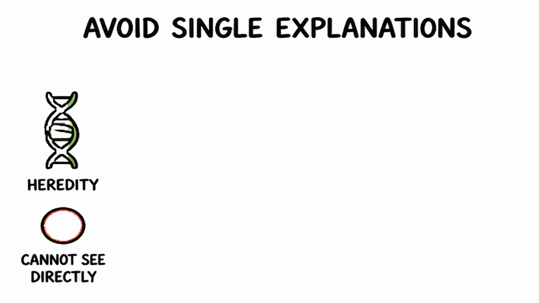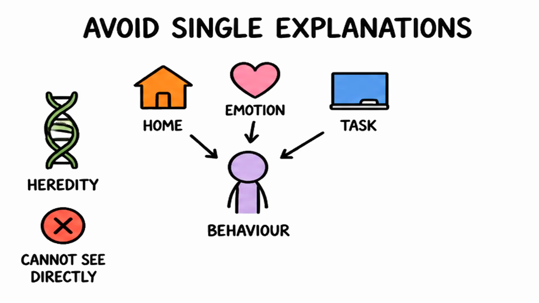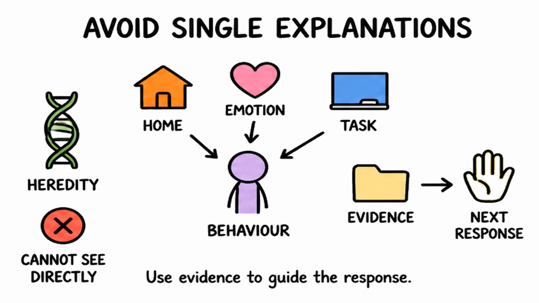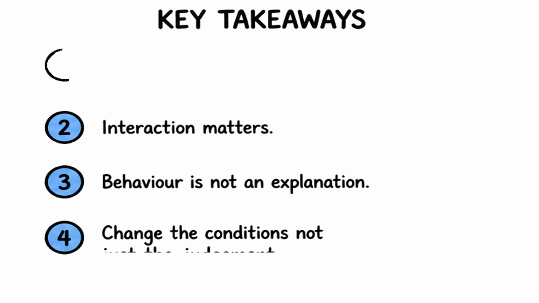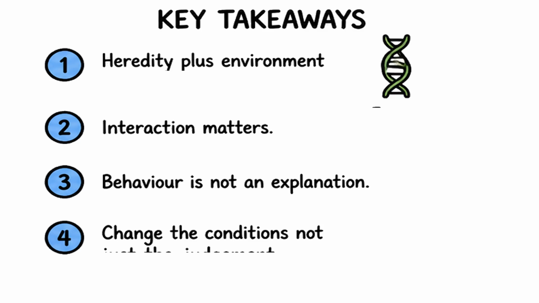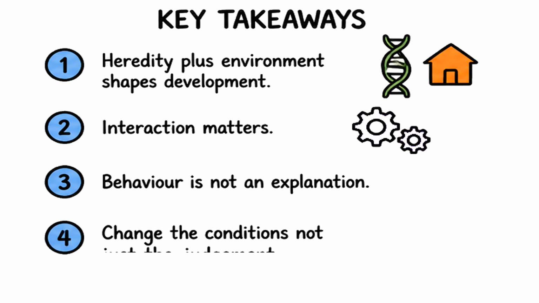This does not mean a teacher can identify a learner's heredity or fully determine the cause of a behavior. It means the teacher avoids reducing a complex difference to a single explanation and uses evidence to guide the next response. Remember 4 ideas. Heredity and environment both contribute to development.